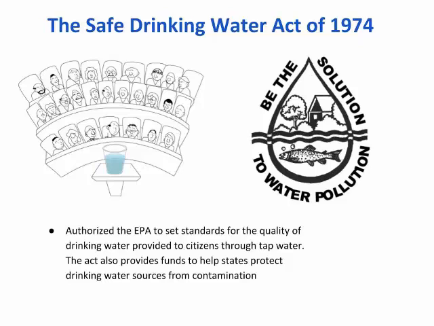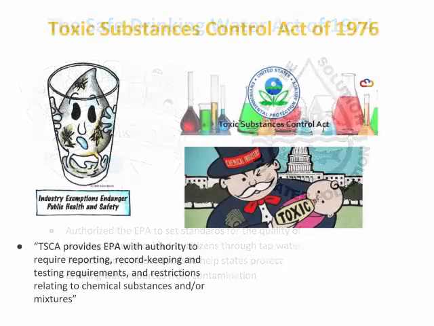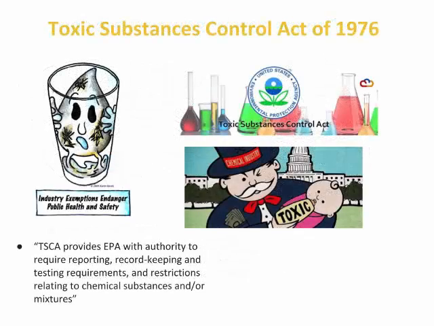The Safe Drinking Water Act authorized the EPA to set standards for the quality of drinking water provided to citizens through tap water. The Act also provides funds to help states protect drinking water resources from contamination. The Toxic Substances Control Act, abbreviated TSCA and pronounced TSCA, authorizes the EPA to monitor and regulate industrial chemicals manufactured or imported into the U.S., and to ban them if the risks to human and environmental health are found to be too great.